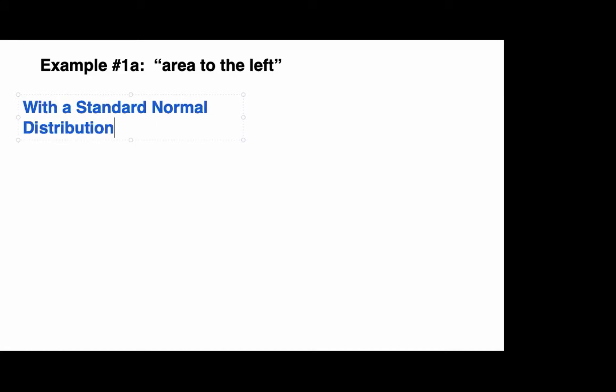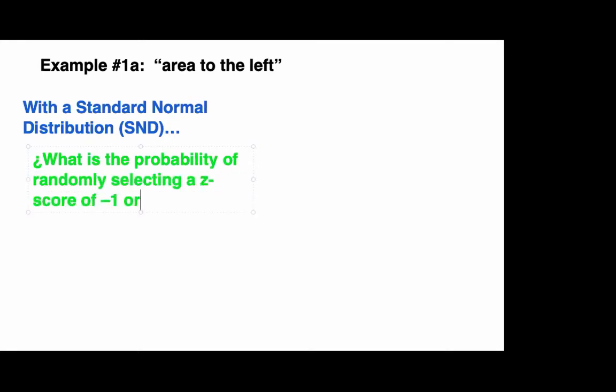Let's work an example problem with this new function. The function returns the area to the left, so we will start with a problem asking for the area to the left. Here is our problem. With a standard normal distribution, an SND, what is the probability of randomly selecting a z-score of -1 or less? Mathematically, the way we would write that would look like this. P of Z less than or equal to -1. This is asking for the probability that Z would be less than or equal to -1.